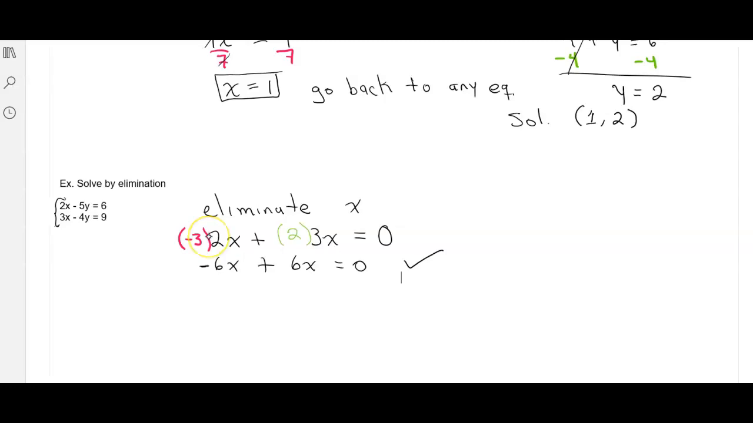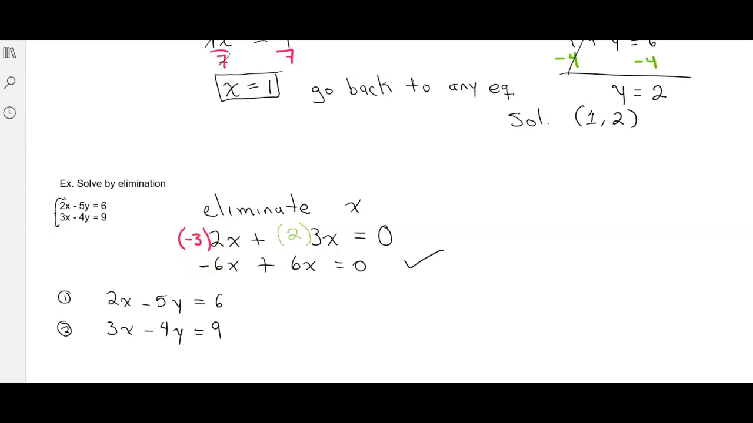The numbers that I use here, -3 and +2, I'm going to reuse them on the original equations. So let me show you how to do this. First of all, I'm going to copy the first equation, 2x minus 5y equals 6. My second equation, 3x minus 4y equals 9.